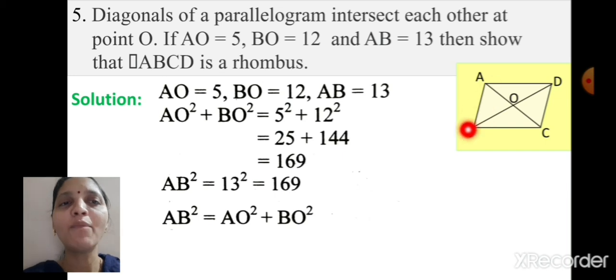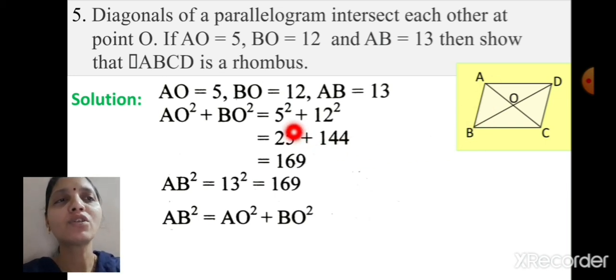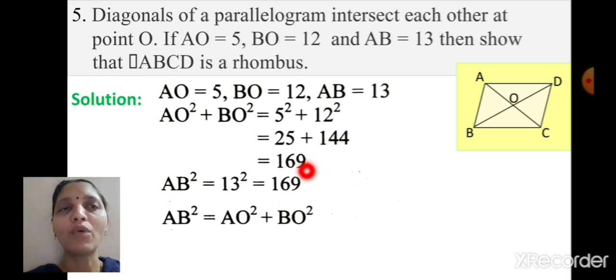This is the hypotenuse. So AO square is 5 square plus 12 square, that is equal to 25 plus 144, that is equal to 169. Now AB square is how much? AB is given here, 13. So that is equal to 13 square, that is equal to 169. Now AB square and this value is equal. That means we can write here AB square is equal to AO square plus BO square.